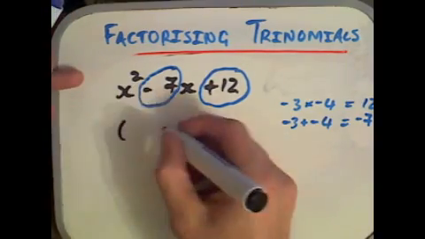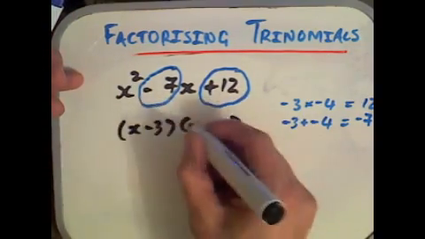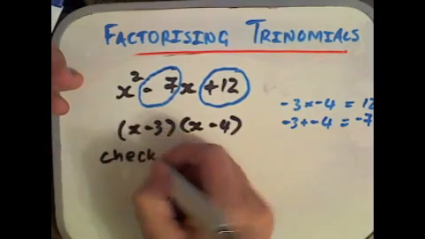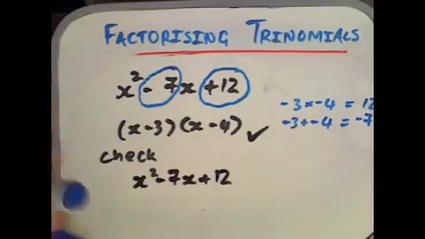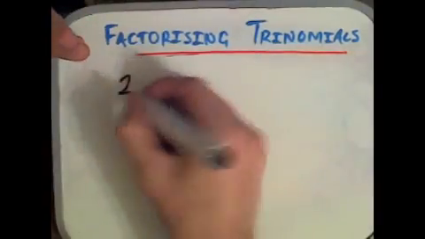So in our brackets there, we're going to have x take 3, x take 4. Now let's check this out to see if it works. We get x squared minus 7x plus 12. So it does work. It's factorised correctly. Okay, so let's look at another example.